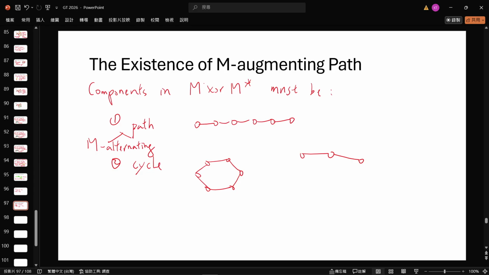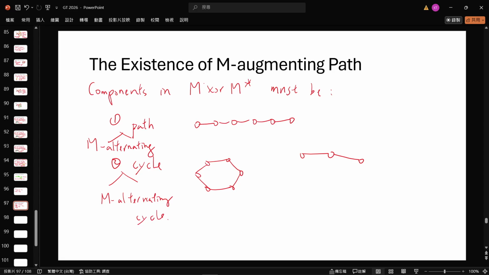I know I didn't define alternating cycle, but I think it's easy to guess that an alternating cycle is a cycle where the edges of the cycle alternate between edges in M and edges not in M. So yellow, green, yellow, green, yellow, green. So, an alternating cycle.